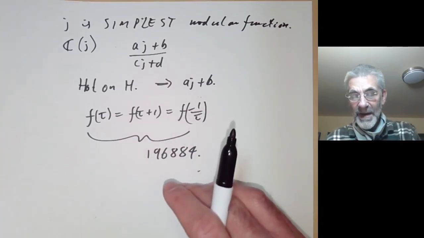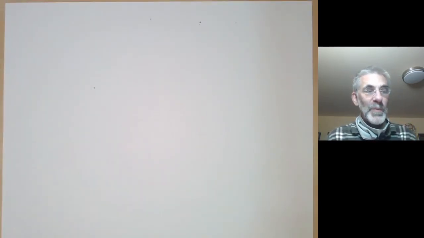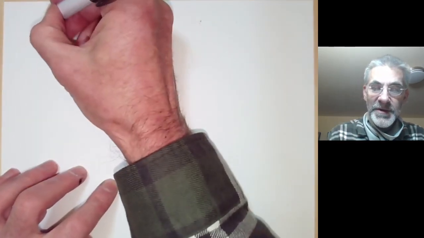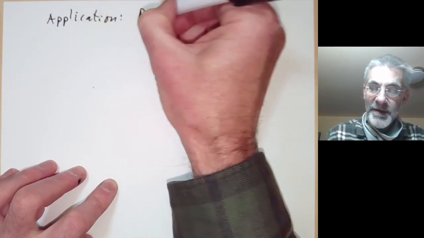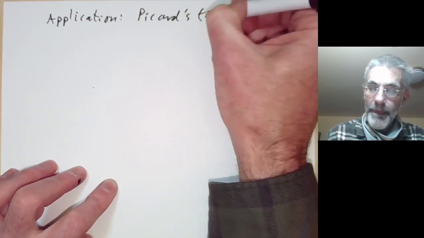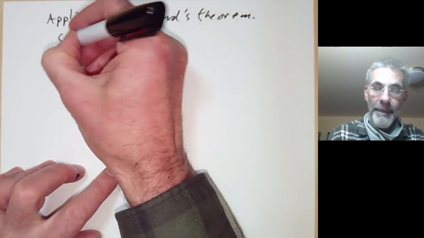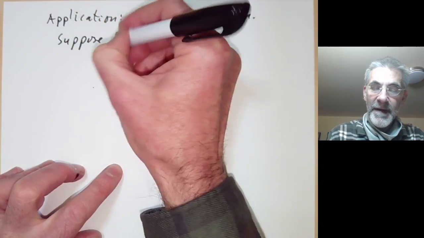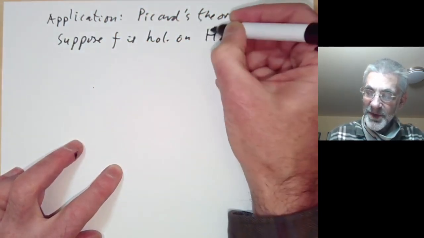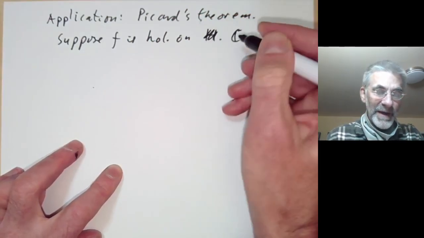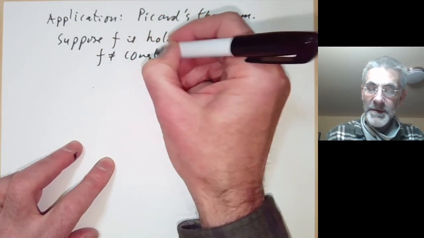So that classifies modular functions. What I'm going to do now is to give a slightly weird application of modular functions to Picard's theorem. So Picard's theorem says the following. So suppose f is holomorphic, not on the upper half plane, but on the whole of the complex numbers, and suppose f is not equal to a constant.